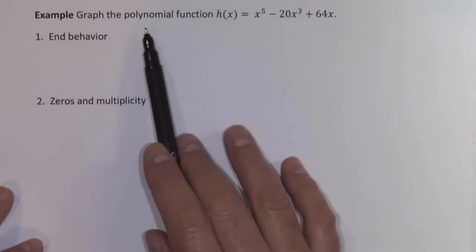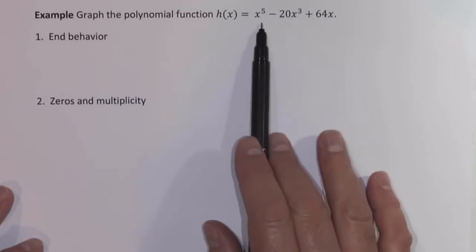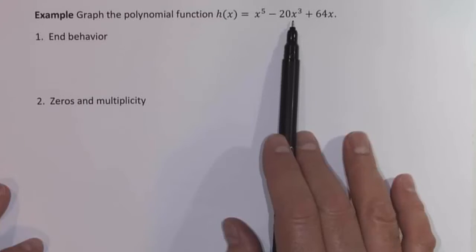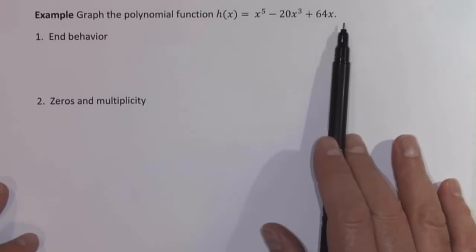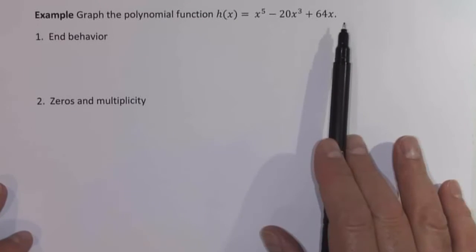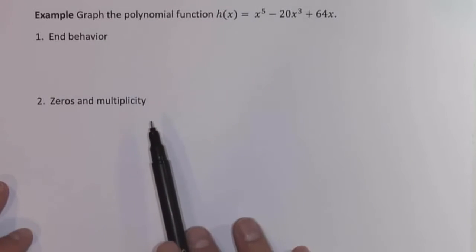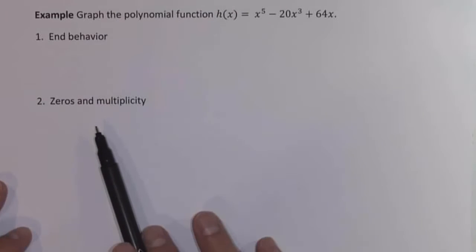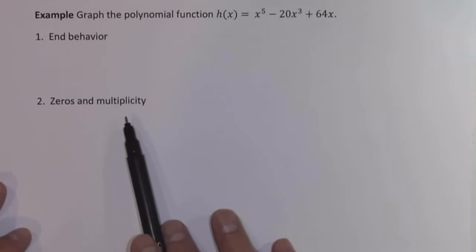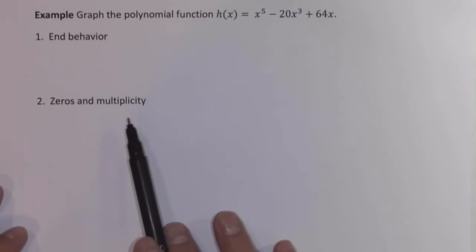In this example, we want to graph the polynomial function h of x equals x to the fifth minus 20x cubed plus 64x. And we're going to do this by using our 6-step process. So we're going to begin by looking at the end behavior. Then we're going to find the zeros and multiplicity, which will give us the x-intercepts.